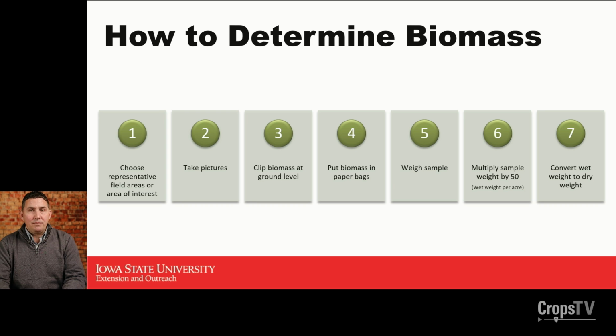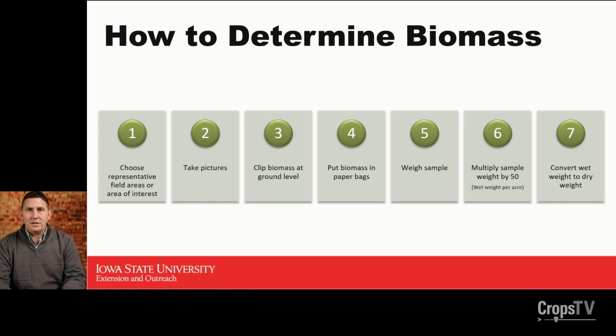Step 5, weighing the sample, right? That's why we need the scale. Down to a gram accuracy is what we recommend, because that helps us be a little more accurate, and those scales are still pretty readily accessible. Then in step 6, this is where we go from the weight per 1.92 square feet by multiplying by 50. By taking that weight from the 1.92 square feet, you get a wet weight per acre. Or if you dry that sample down, you get a dry weight per acre.